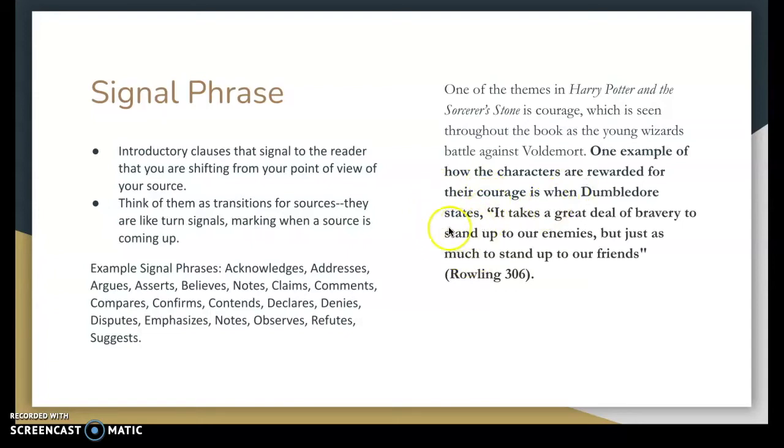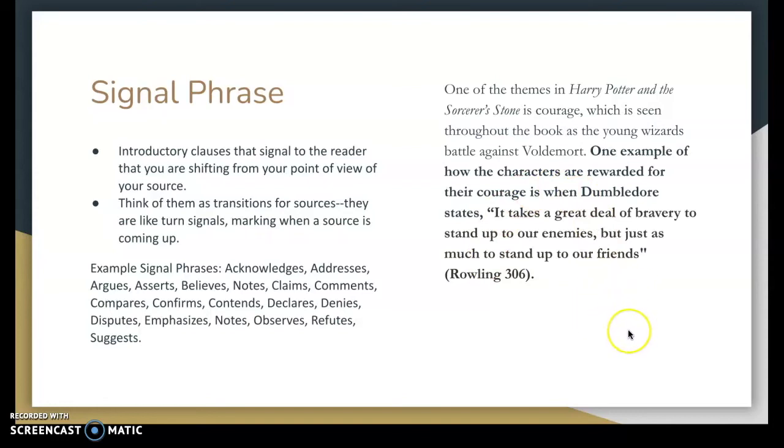And then when I say states here, that lets you know, okay, now she's going to tell us something else. Now her quote's coming in, right? I could use address, I could use claims, I could say Dumbledore declares, right? I could use a number of these here. And then I have a comma and quotation marks because it's a direct quote. And then I let you know where to find it, right? So I've set it up in a way that I introduce, frame it, I signal it, and then I have the quote. And then, as you can see, Rowling becomes here in 306. So I know if I go to page 306 in Harry Potter and the Sorcerer's Stone, written by Rowling, I'm going to find this quote.